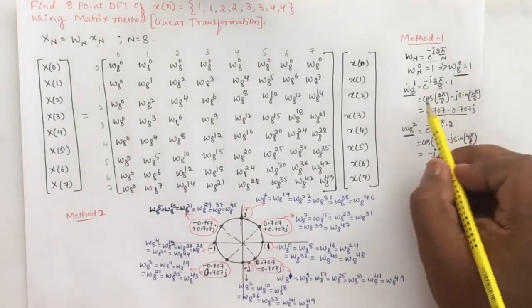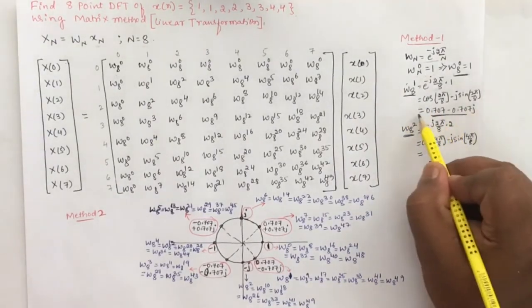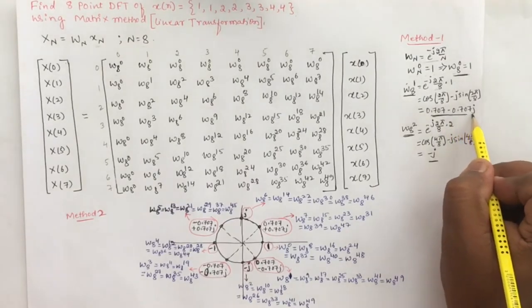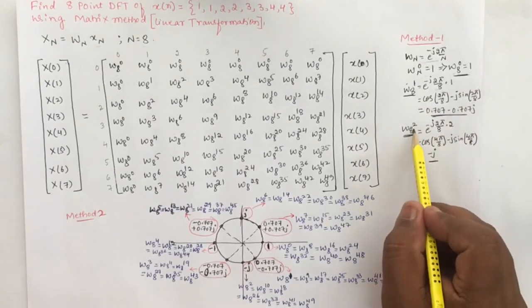So keep the calculator in complex mode and radians mode. Substitute this value, you will get 0.707 minus 0.707 j. In the same way, we can calculate it for W8 to the power of 2.